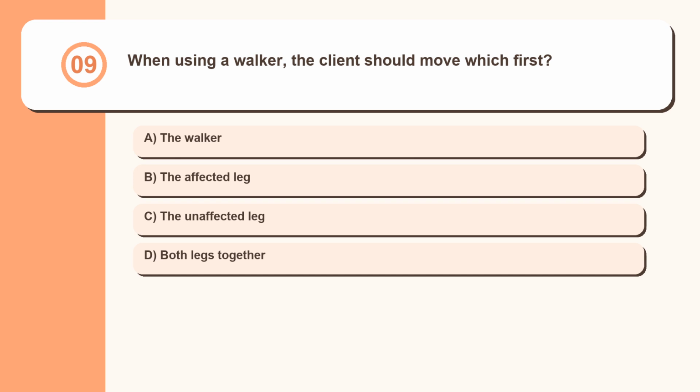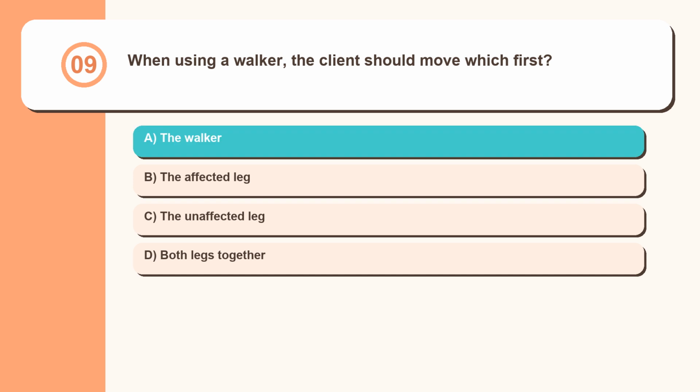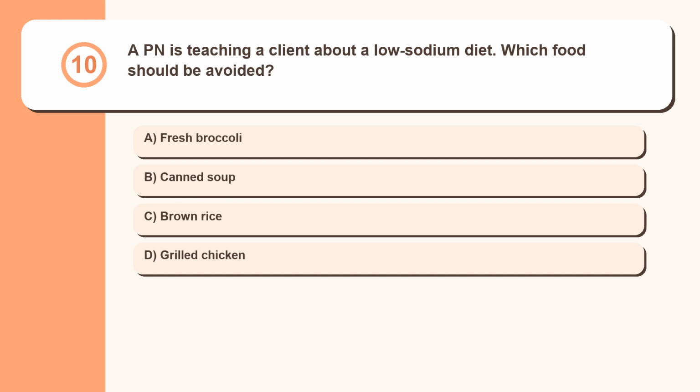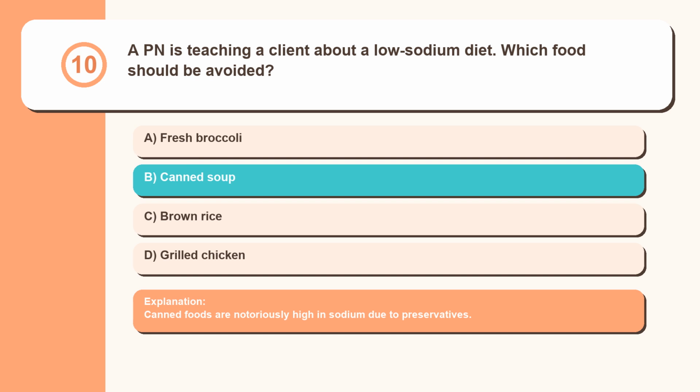Question 9. When using a walker, the client should move which first? The walker, the affected leg, the unaffected leg, both legs together. The sequence is walker, then affected leg, then unaffected leg. Question 10. A PN is teaching a client about a low-sodium diet. Which food should be avoided? Fresh broccoli, canned soup, brown rice, grilled chicken. Canned foods are notoriously high in sodium due to preservatives.